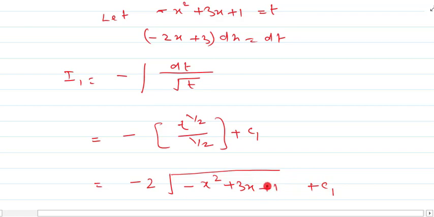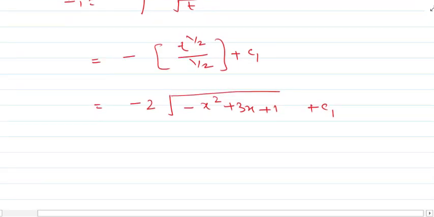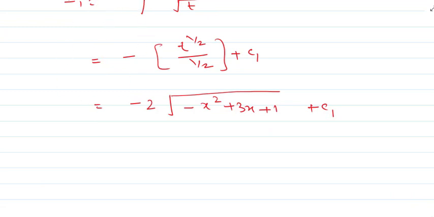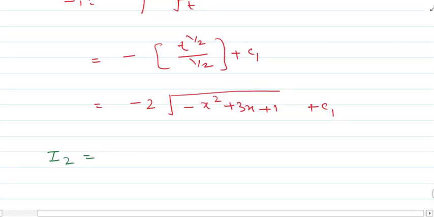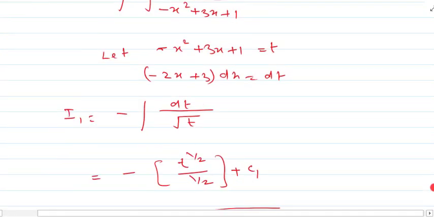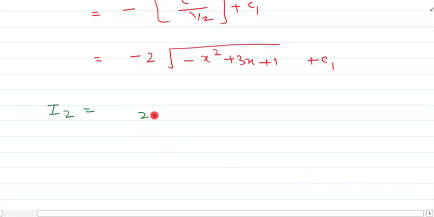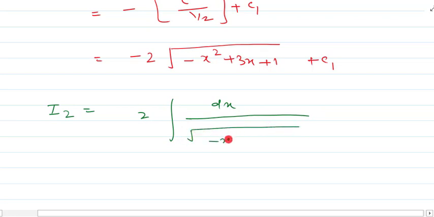Now let me take the second part. Again that is also very simple, same as what we did just now. We need to do that. I2 is equal to, let me check what is I2. I2 is 2 into dx upon square root of minus x square plus 3x plus 1. Okay, so what to do? Again the same, we have to apply the completing the square method here.